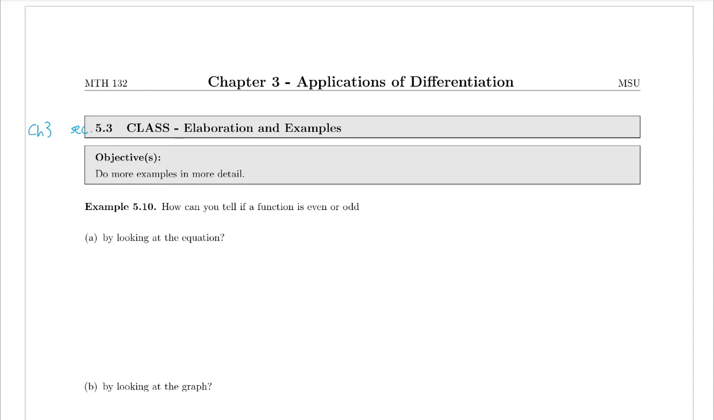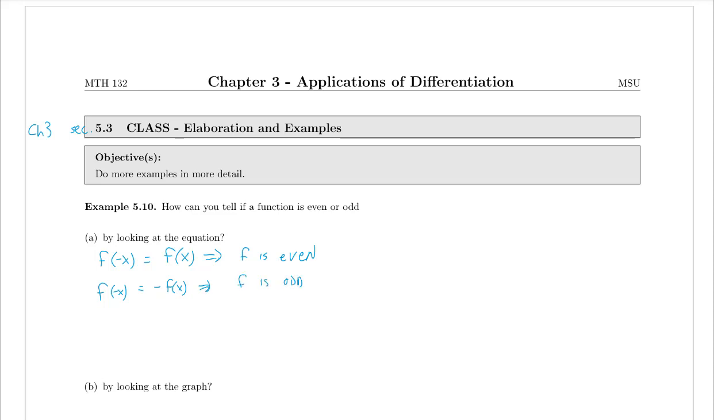How can we tell if the function is odd or even by looking at the equation? Well, this is technically easy to do, but there's usually a little bit of computation involved. What we're going to do is evaluate the function at f of negative x. So we're going to plug in negative x there and see what we get. If we get back the original function, this means that the function is even. And similarly, if we evaluate f at negative x and we get negative f of x, so all the signs are reversed, then f is odd.